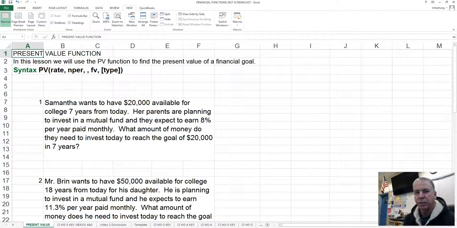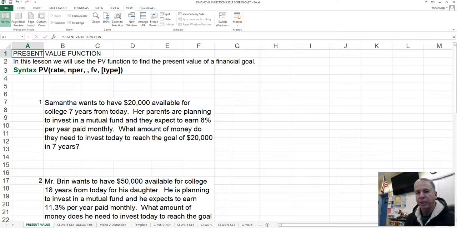Following our lessons on compound interest, we are going to continue with financial applications of compound interest, but we're going to look at it a little differently in that we're going to start applying some of the Excel functions that are available to us that can make our work quite a bit more productive.